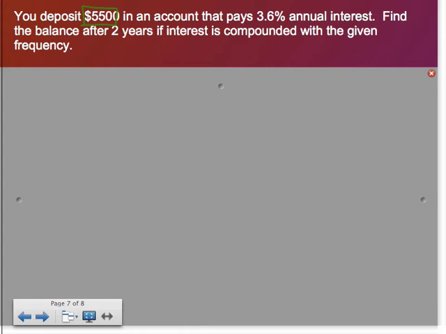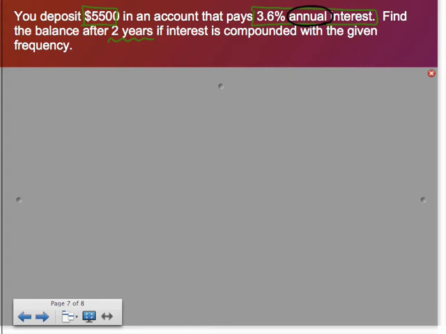Okay, but then it says this, 3.6% annual interest. Obviously the 3.6 is important because that tells me the rate at which I'm gaining interest. But even more important is the fact that this is an annual interest. If it's an annual interest, I know that this 3.6 is only going to be applied to my account once a year, because it's annual. So what I want to do is find the balance after 2 years. Right there is another key piece: how long am I keeping this in my account? I'm keeping it there for 2 years.